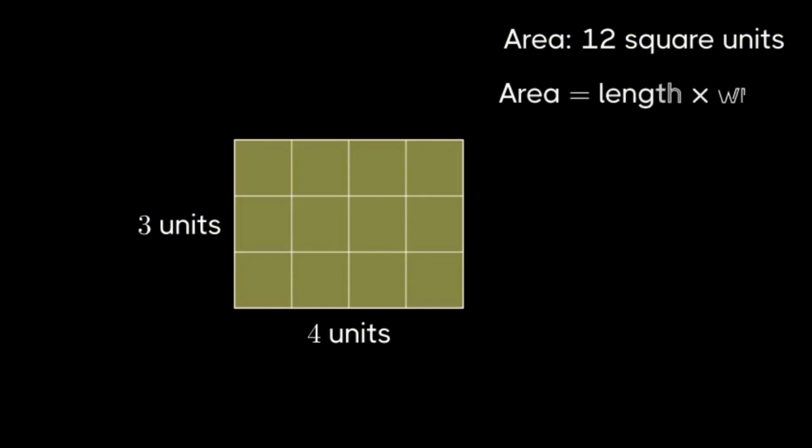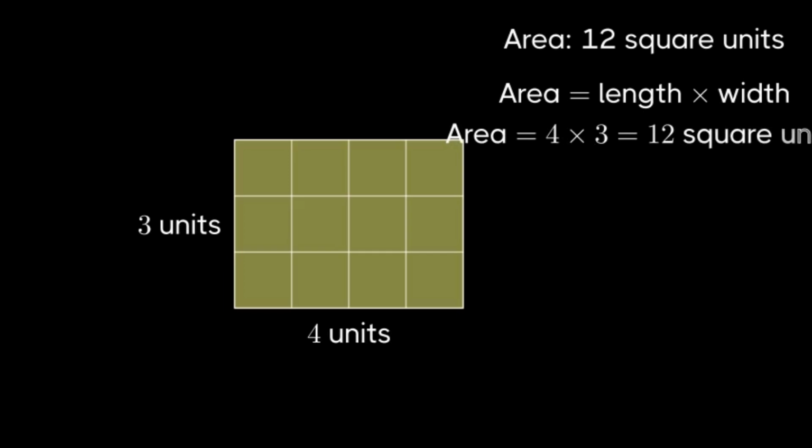We can use a formula, area equals length times width. This works because we're really finding the total number of squares in our grid. For our rectangle, we multiply the length, which is 4 units, by the width, which is 3 units. 4 times 3 equals 12, so the area is 12 square units. The formula gives us the same answer as counting each square.